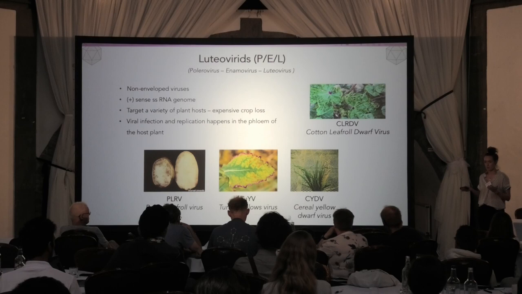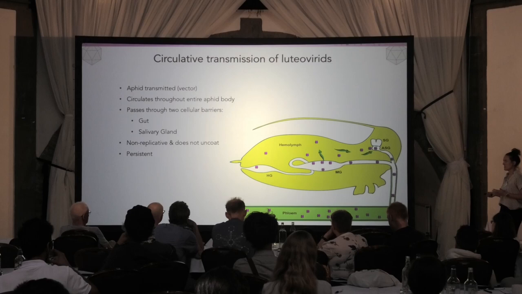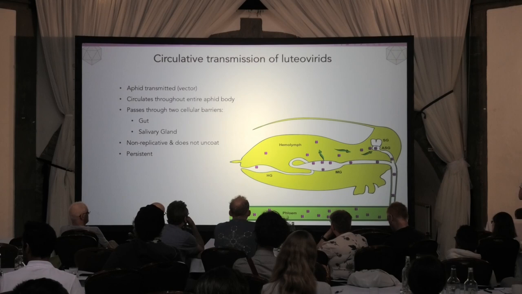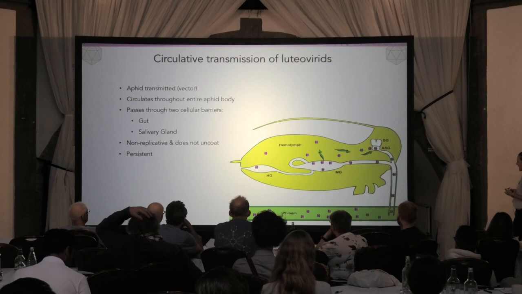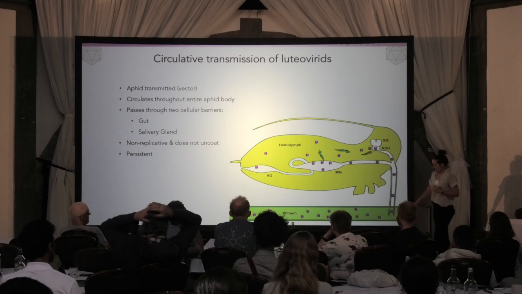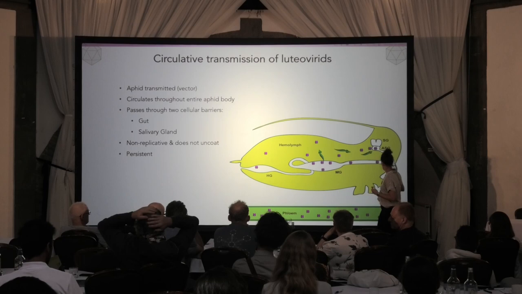So we have three players in today's story. We have the host plant, we have the virus, and we also have the insect vector, which is how the virus is going to move between plants. What happens is you have this hungry aphid that comes along and sucks up the sap from the phloem of the plant. The virus will then move into either the midgut or the hindgut. It gets ingested with the sap, and it will then cross the first cellular barrier.